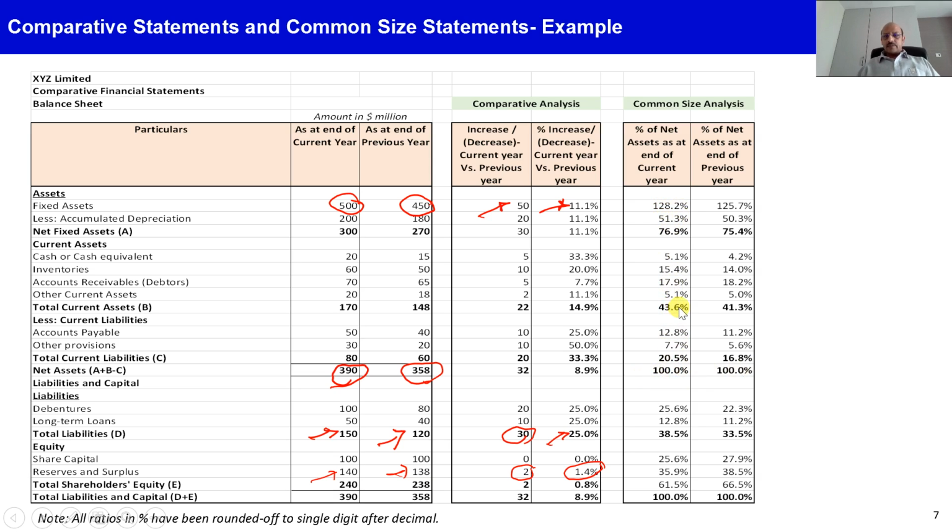The current assets are 43% of the net assets, whereas last year it was 41%. So current assets as a percentage of total net assets have increased by almost 2.3%. Reserves and surplus, or let's say shareholders' equity, has reduced as a percentage of the total net assets. It was 66.6% in the previous year. Now it is only 61.5%.